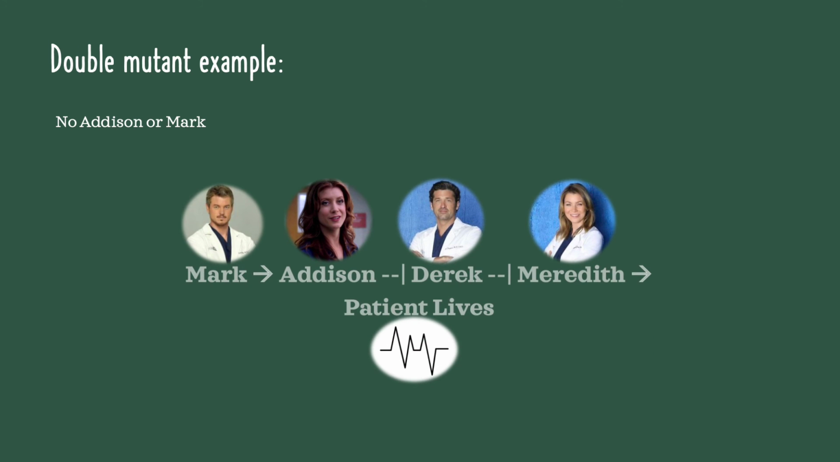Now let's look at an example of a double mutant. In this case, we do not have Addison or Mark. Without Addison or Mark, we look at the furthest right character to see the effects, which in this case is Addison. So without Addison, Derek will not be repressed, and he will be able to repress Meredith, which means the patient will die.